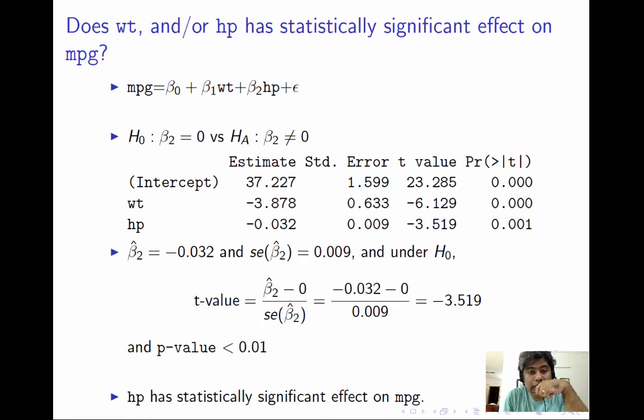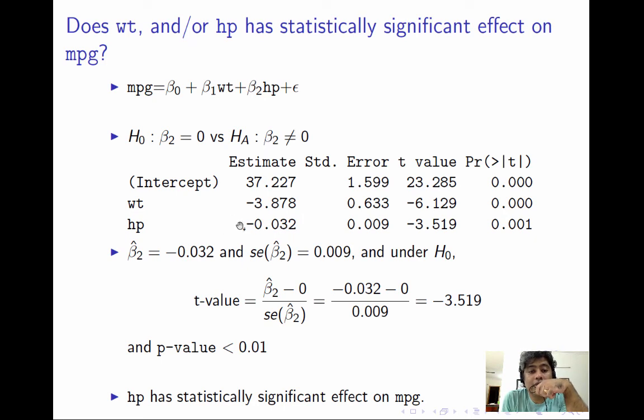Now, similarly, you can test the horsepower, if you want to test whether the horsepower has a significant effect or not. So you set up a null hypothesis, beta 2 equal to 0, where this is beta 2 times horsepower. So you take beta 2 equal to 0 versus the alternative, beta 2 non-zero.